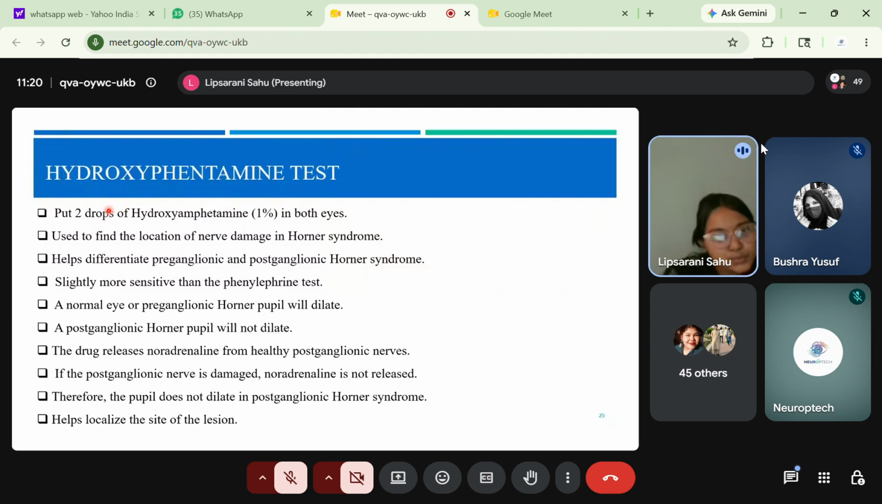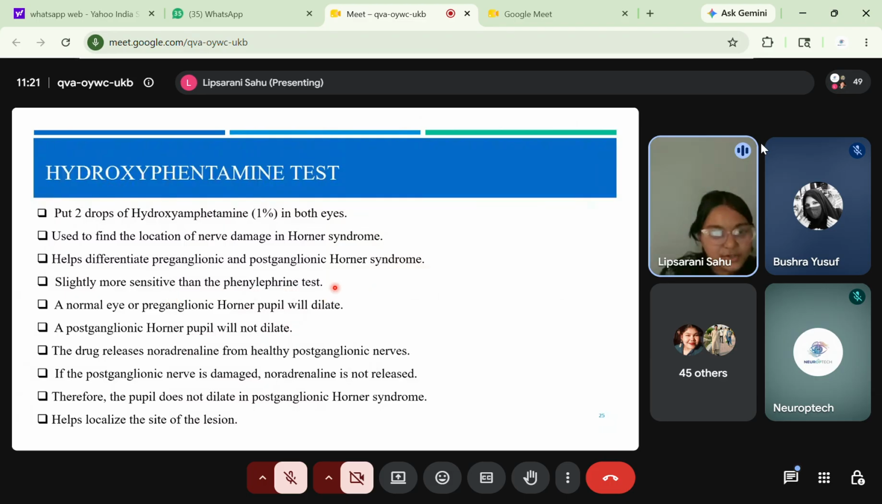So we have to put 2 drops of hydroxyamphetamine in both eyes. It is used to find the location of nerve damage in Horner syndrome. It helps to differentiate preganglionic or postganglionic Horner syndrome. It is slightly more sensitive than the phenylephrine test.